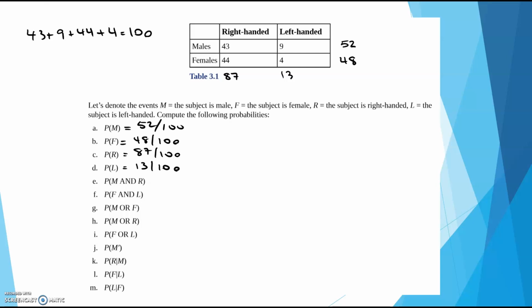Okay, so now we're looking for the probability of male and right-handed. So they're both at the same time. So male and right-handed, so that would be 43. So we've got 43 people out of 100 that are male and right-handed. Female and left-handed, so female and left-handed right here. So the probability that this one person is both female and left-handed will be 4 out of 100.